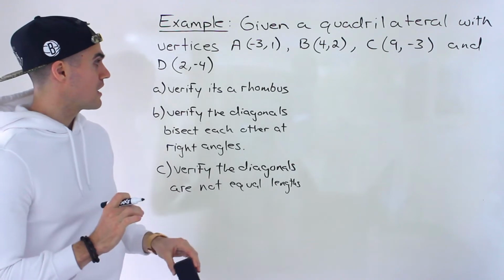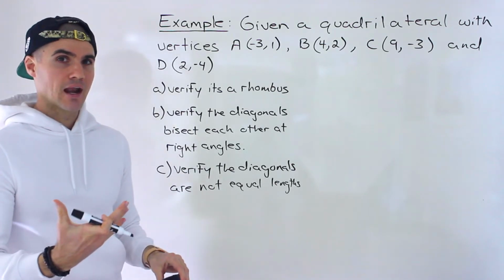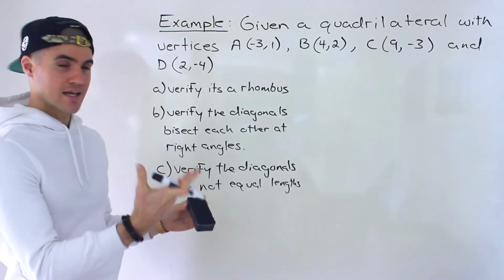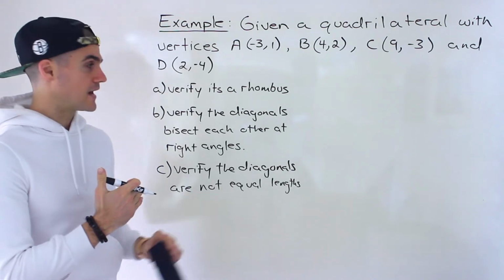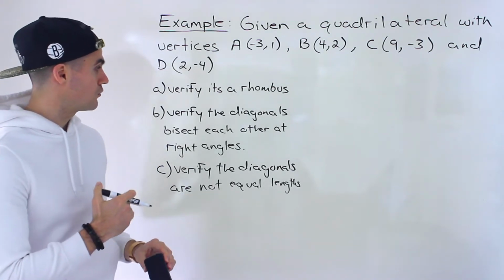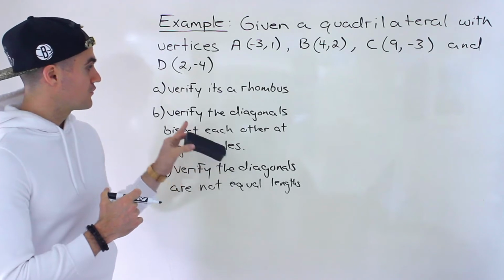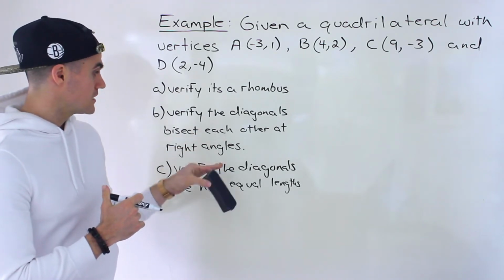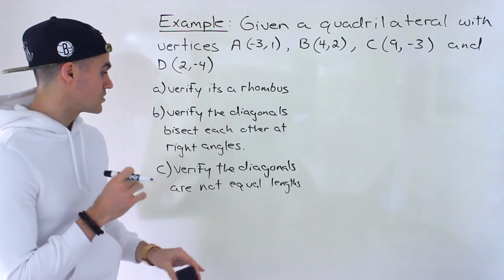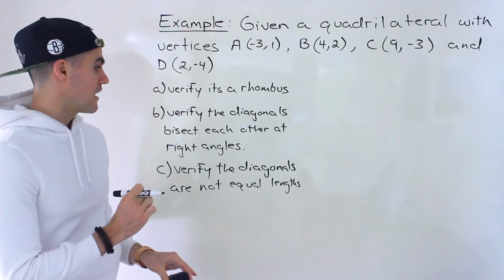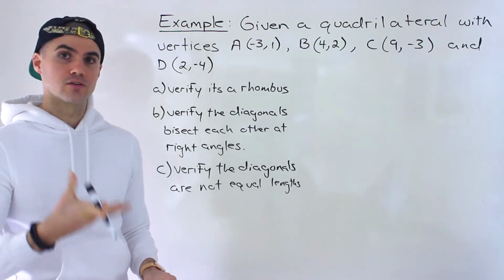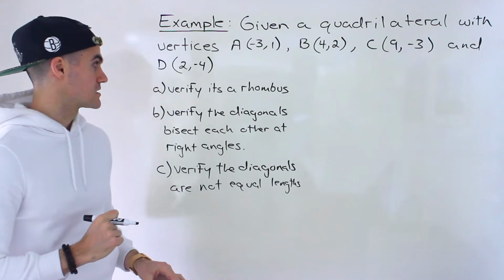So we have to verify that it's a rhombus. I'm going to go through what a rhombus is and the particular properties that it has in a second, just a general overview. And then in part B, we have to verify that the diagonals bisect each other at right angles. And then part C, we have to verify that the diagonals are not going to be equal lengths.